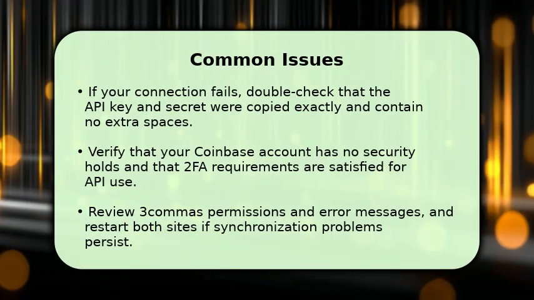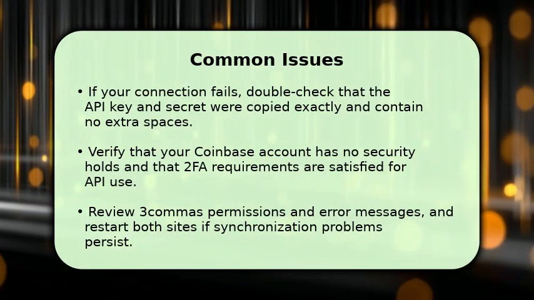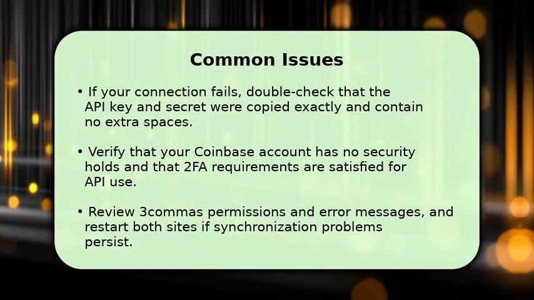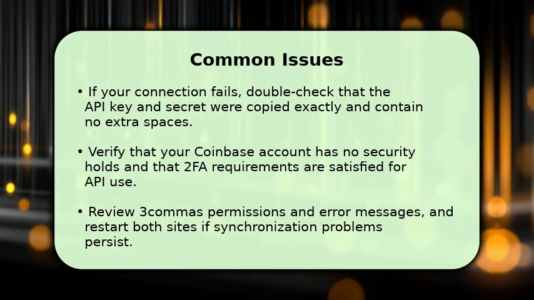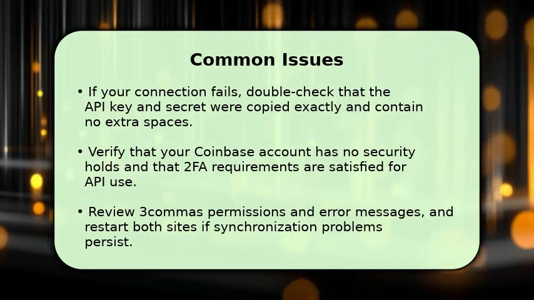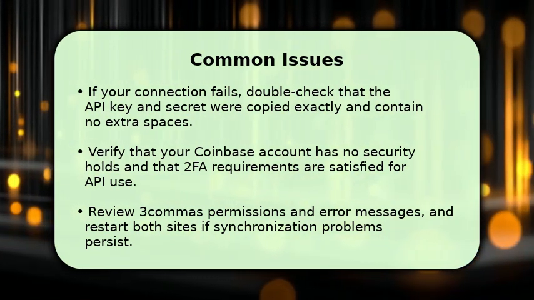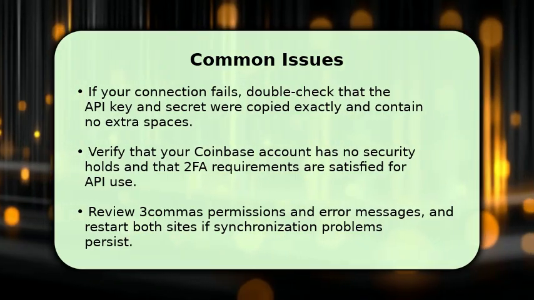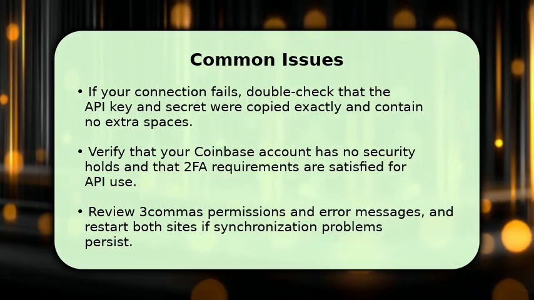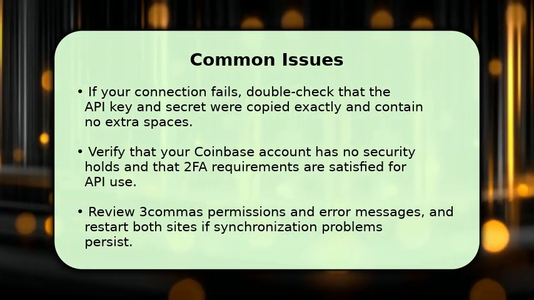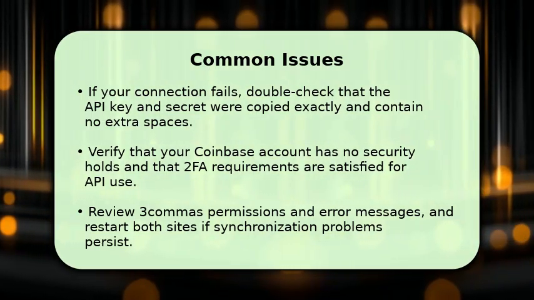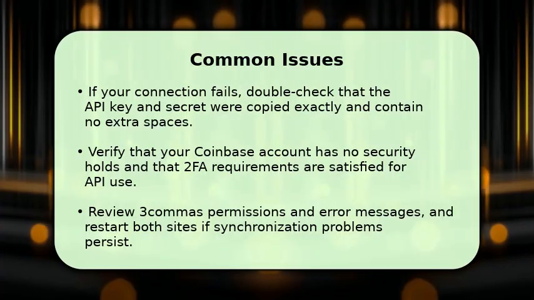If something goes wrong, start with the basics. Ensure the API key and secret have no trailing spaces and were pasted correctly. Check Coinbase for any security locks, pending confirmations, or withdrawal blocks that might prevent API actions. Make sure 2FA and account verification are up to date, and revisit permission settings in 3Commas. When in doubt, revoke the API key, create a new one, and retry the connection with a small test trade to confirm functionality.